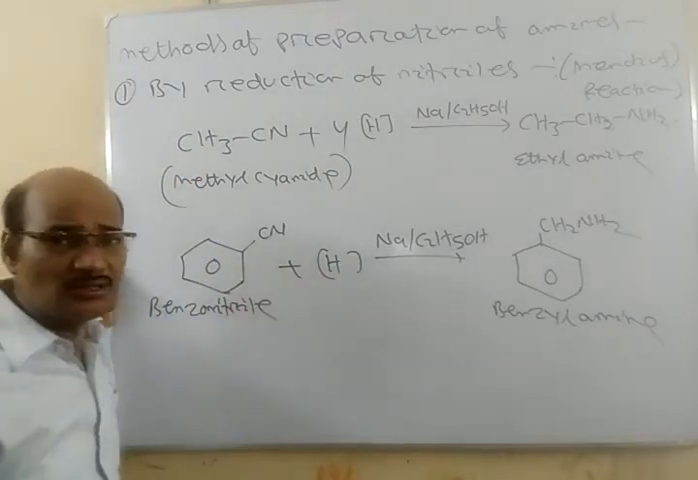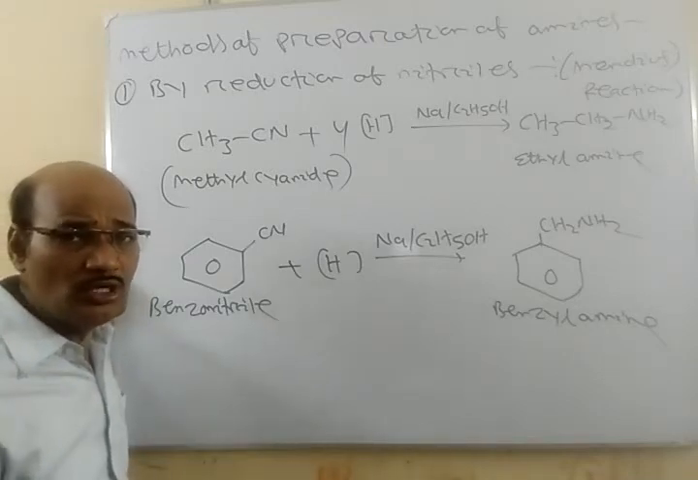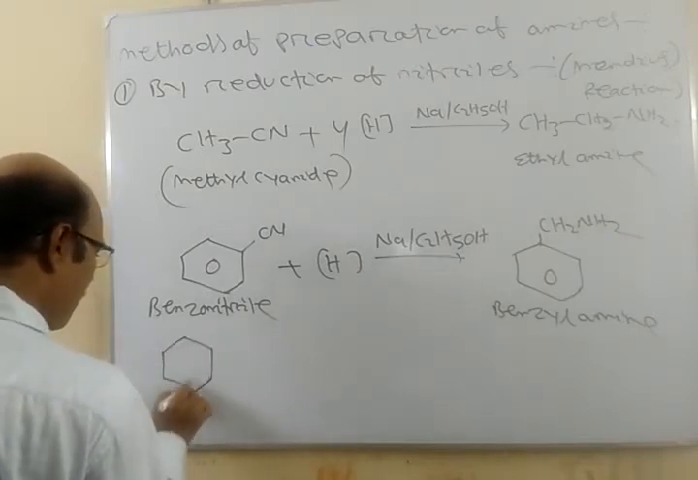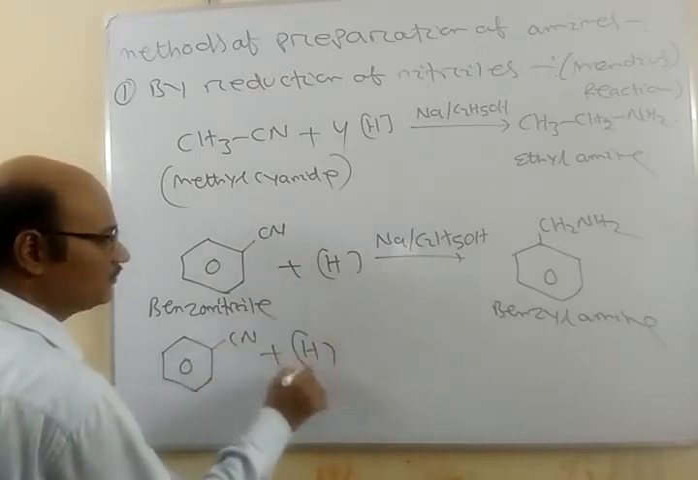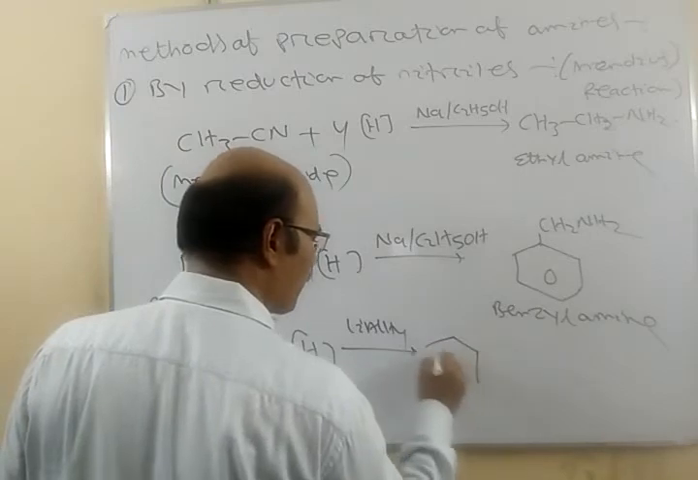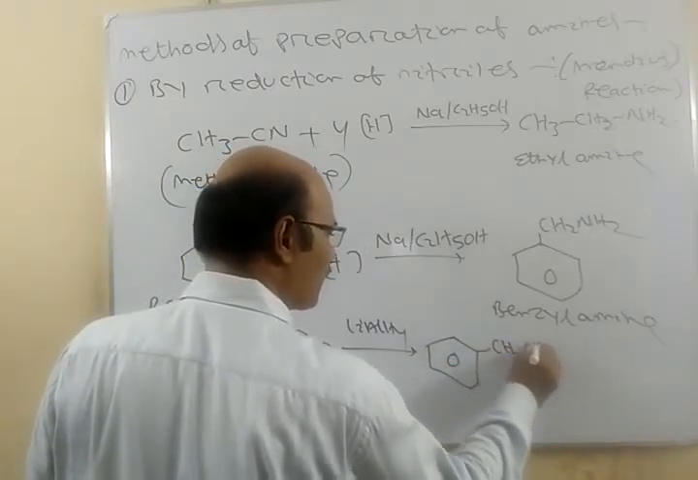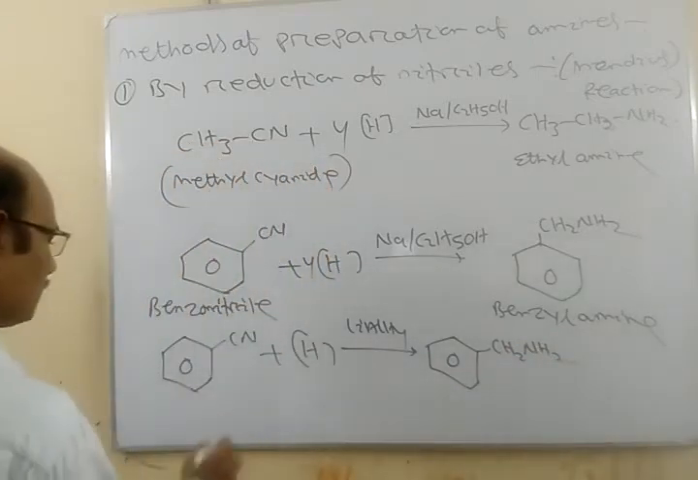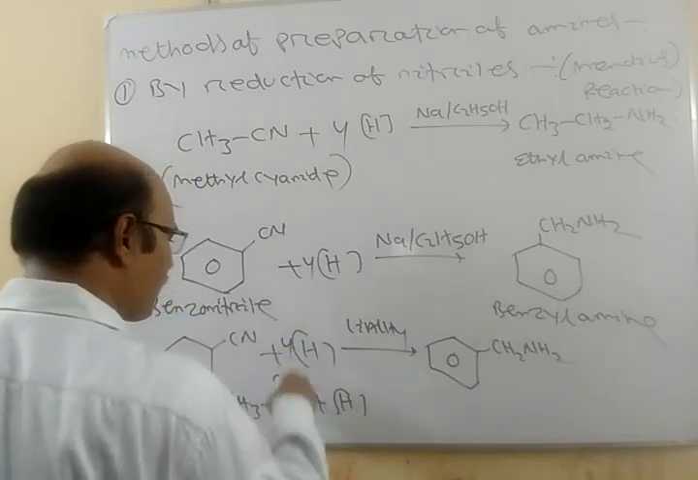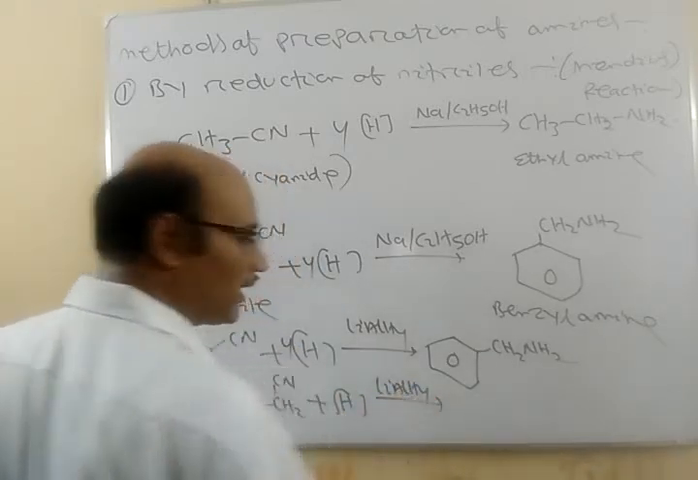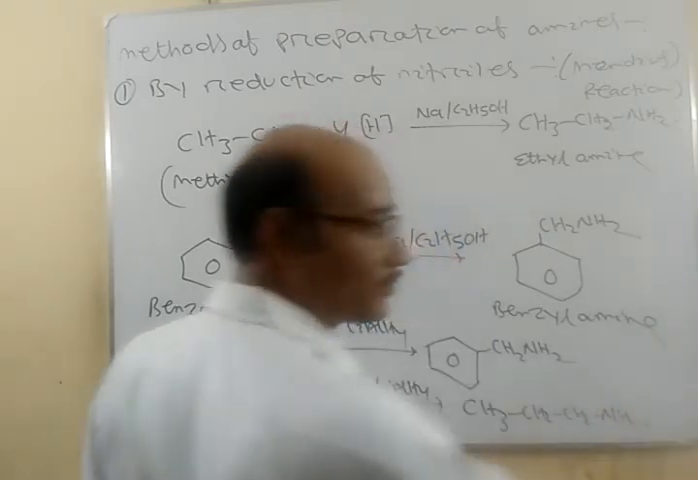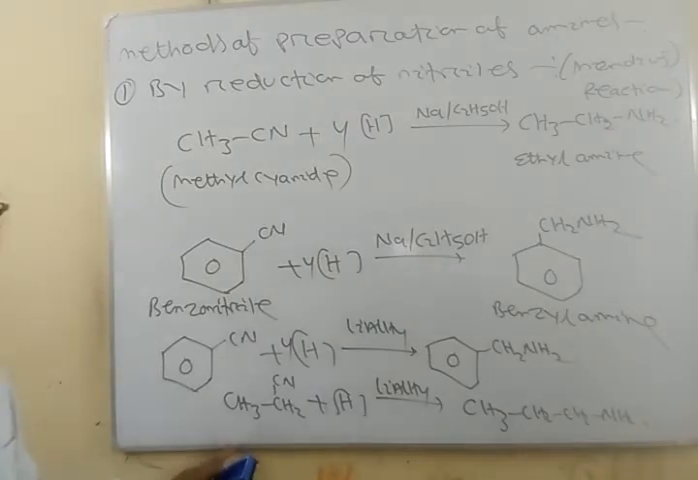But this reaction can also be carried out by using lithium aluminum hydride. The same reaction you can do with lithium aluminum hydride. If I take C6H5CN plus 4H, lithium aluminum hydride, I will get C6H5CH2NH2, benzylamine. Similarly, I can take CH3CH2CN plus 4H, lithium aluminum hydride, and I will get CH3CH2CH2NH2. So these are how you can get amines from alkyl cyanides.